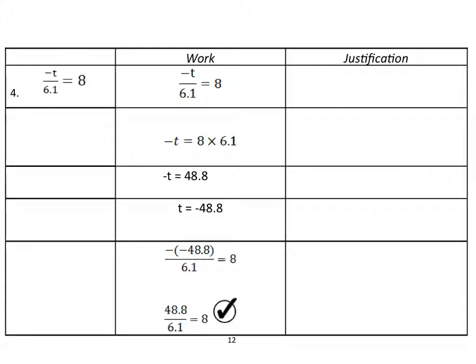Okay, looking on to the next example. -t divided by 6.1 equals 8. Step number 1, of course, is the goal is to get t by itself.